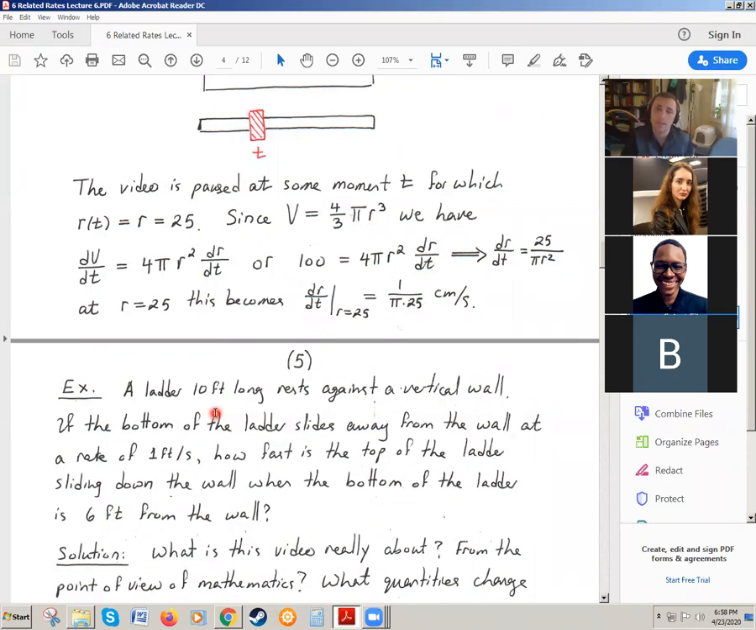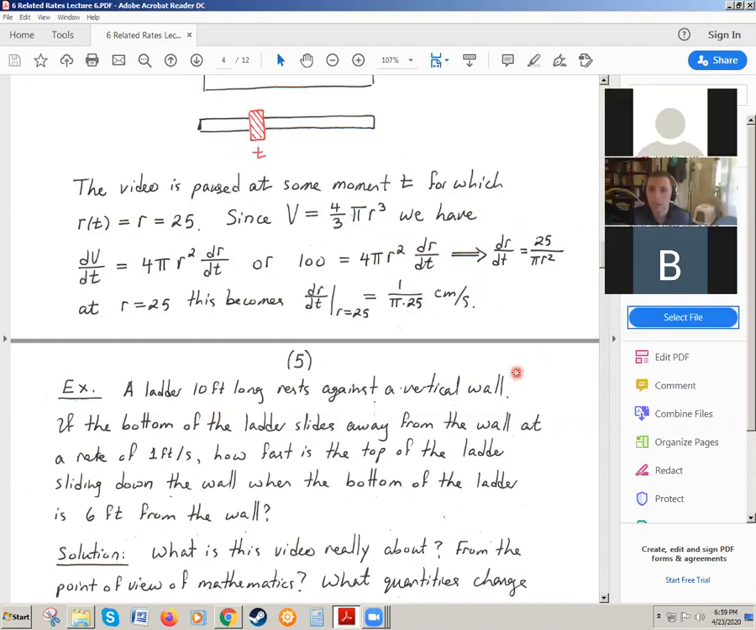What truly am I seeing for the problem? Can you see my screen? No, because I'm not allowing screen share for my students. No, can you see me? Can you see me? Okay, let's see.